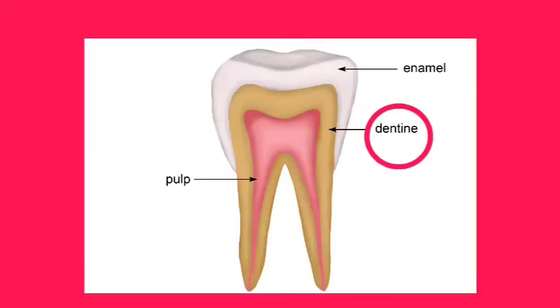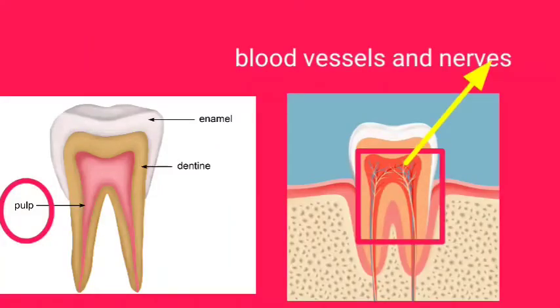Okay. The second layer is dentine. It is present just below the enamel. If you see the picture, you can understand. And compared to the enamel, dentine is not as hard as enamel. And the duty of dentine is to protect the lowermost layer. Which is the lowermost layer? Pulp. The innermost layer is called pulp.